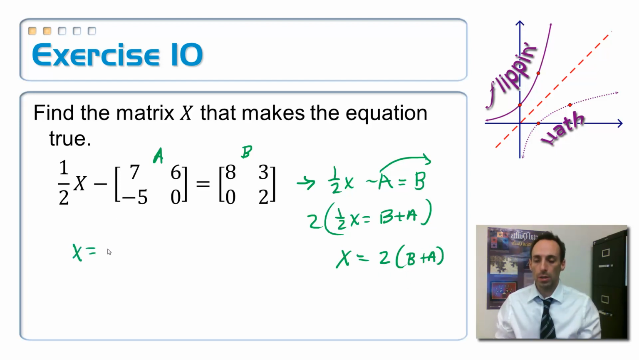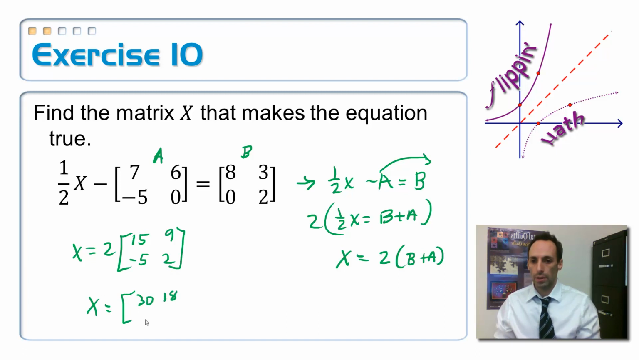So x should be equal to 2 times, add these entries together, 7 and 8 is 15, 6 and 3 is 9, negative 5 and 0, 0 and 2. Okay, so now just double it, which makes x equal to 30, 18, negative 10 and 4. So there's my final answer.